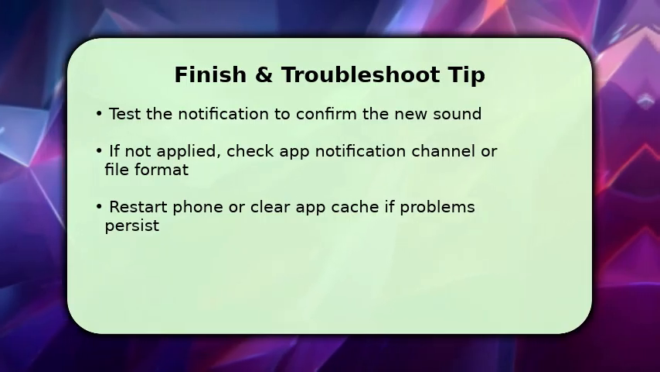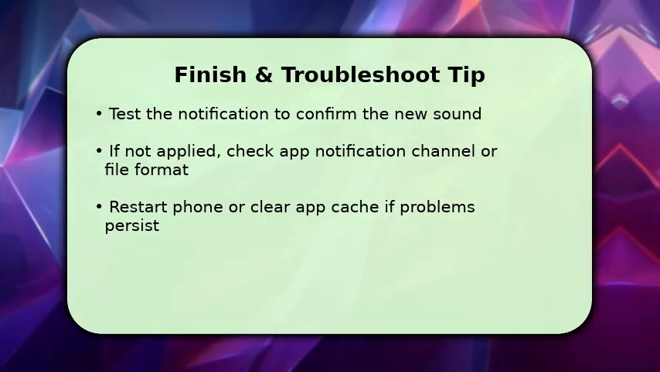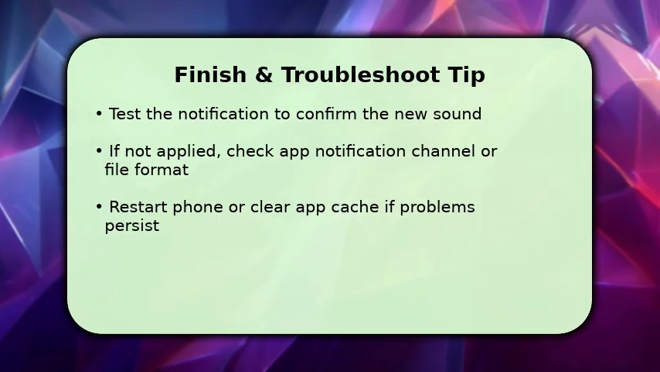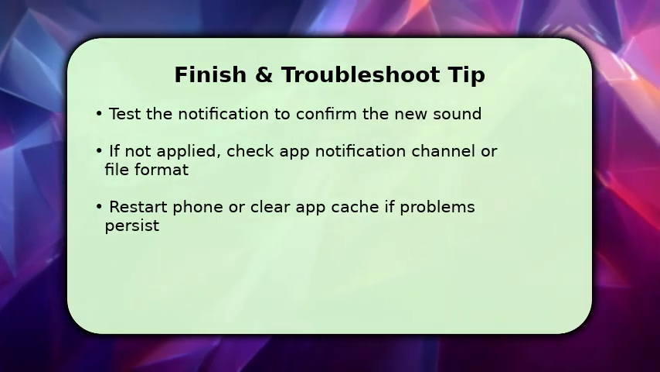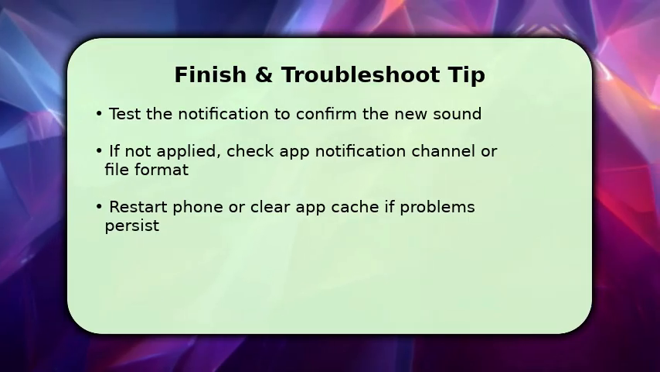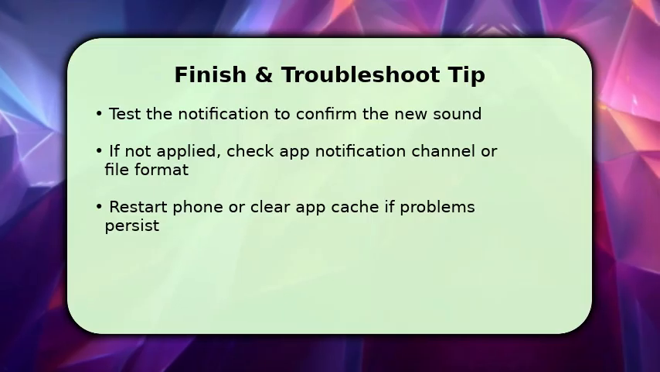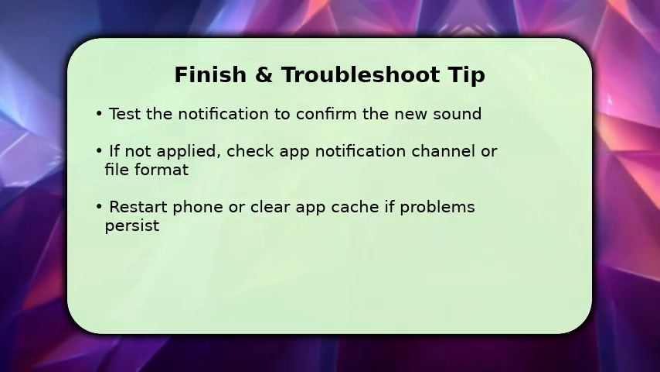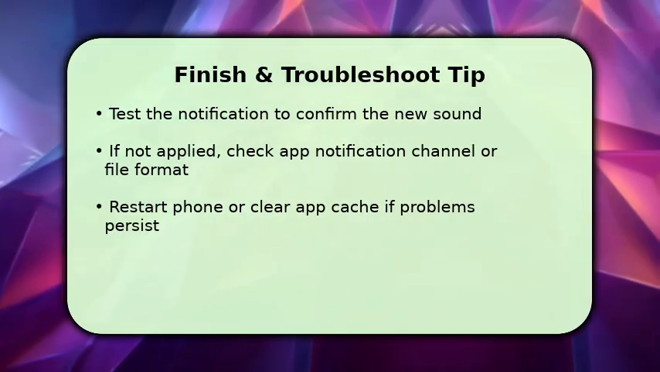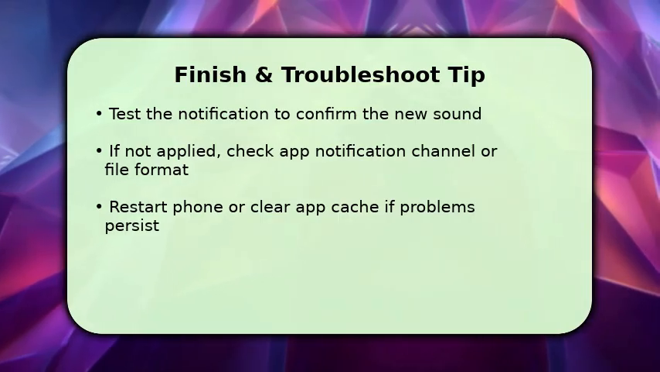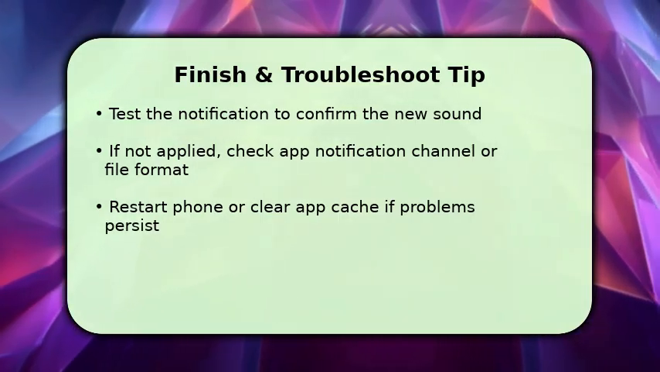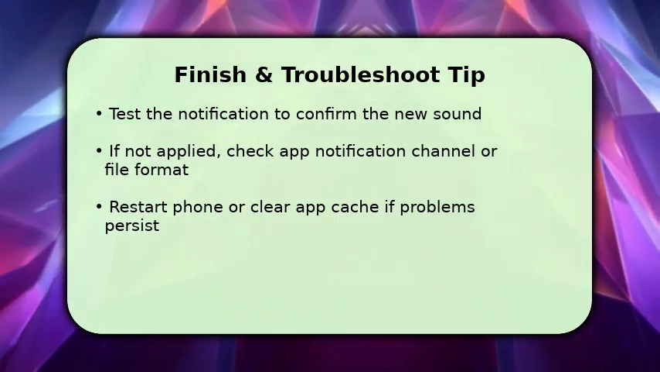If the sound didn't change, make sure you edited the correct notification category. Many apps use multiple channels. Also verify the audio file format is supported and stored in an accessible folder. If issues continue, restart the phone and, if needed, clear the app cache or reinstall the app. That often resets misbehaving channels and lets the new sound take effect.